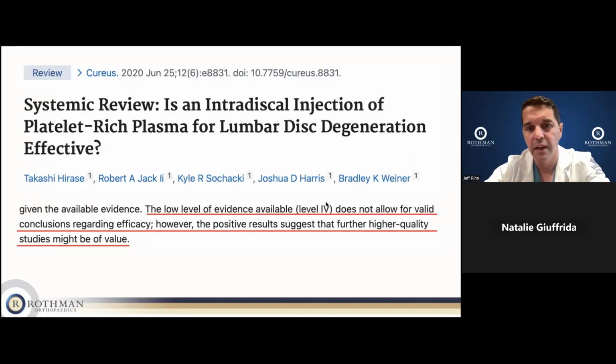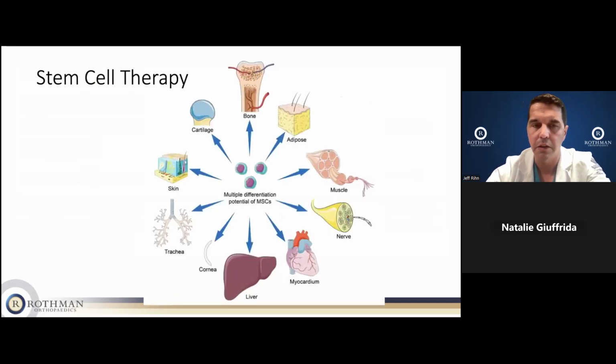The problem is there's not many studies on it, and this particular study was a systematic review, meaning these authors looked at all the papers that were published on platelet-rich plasma for degenerative disc disease, and they found that there's really a low level of evidence, and there may be some positive results, but better studies are needed, essentially, is what they concluded.